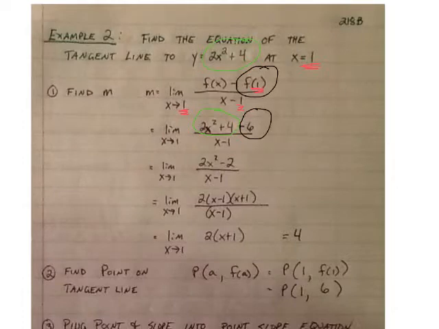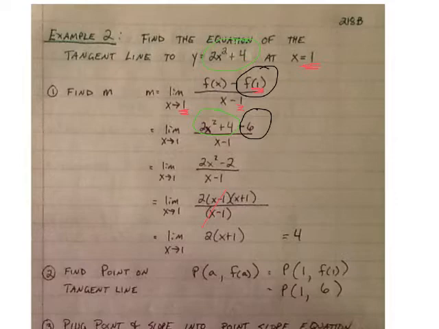And if we simplify the numerator, we have 2x squared minus 2 over x minus 1. And to evaluate that limit as x approaches 1, we have to factor again and cancel out of the top and bottom, giving us 2 times x plus 1. That limit is equal to 4.